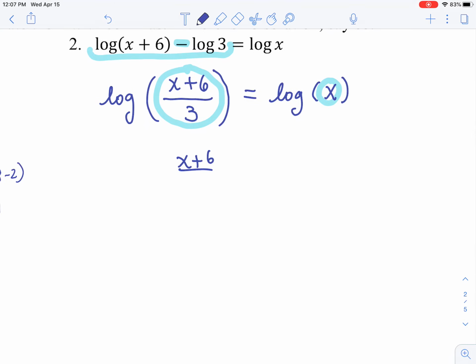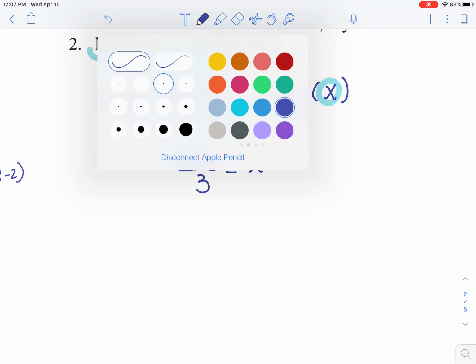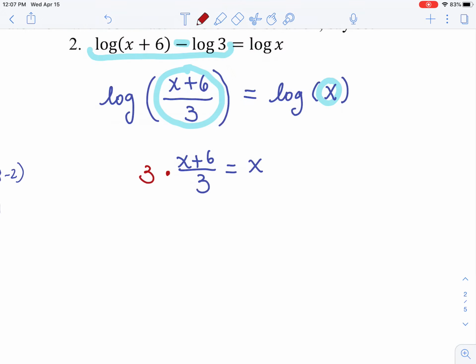Notice that we can now set these arguments equal to each other. Okay, so say x plus 6 over 3 equals x. And we can solve this by first multiplying both sides by 3. Then you will get x plus 6 equals 3x.